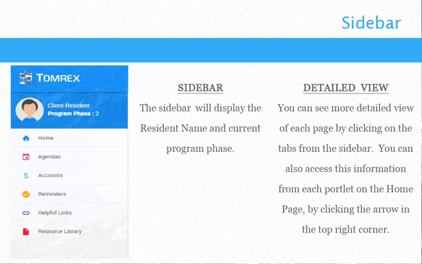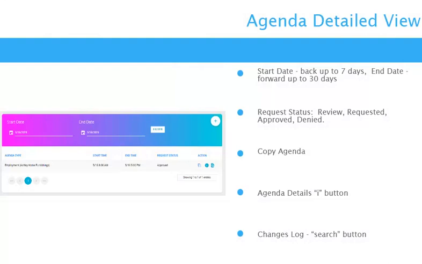The tabs located on the sidebar can be used to navigate to pages that give you a more detailed view than the home page. Now let's take a look at each page of detailed information from the sidebar. Agenda details. Here you can filter the dates. For the start date you can go back up to 7 days. And the end date, you can go forward up to 30 days.